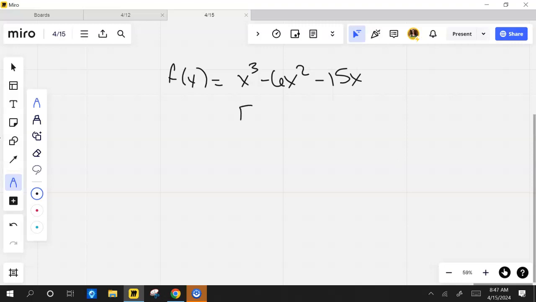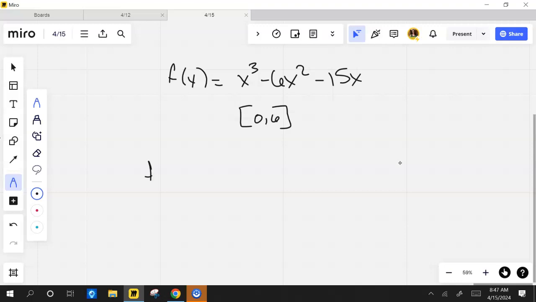Maximum value from 0 to 6. Now remember, maximum value means your y. If you ever see value, that's y. If you ask where it happens, that's x, but value is y. Oh, I see what I did. I went outside the interval first.